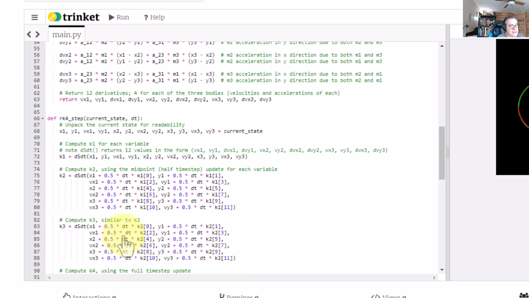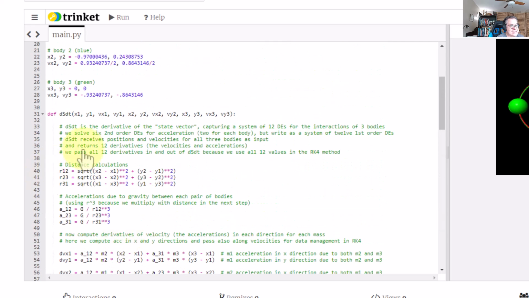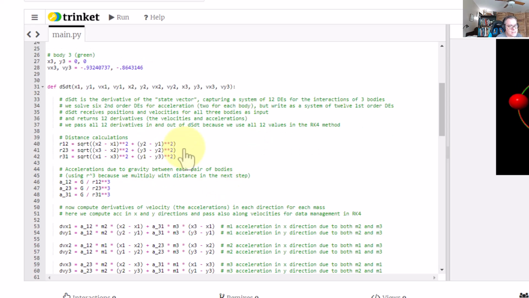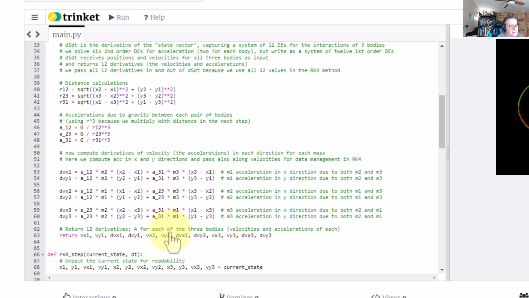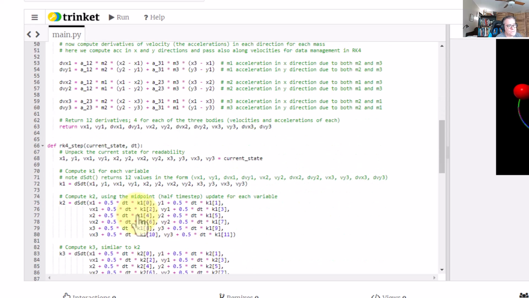So let me back up a little bit. It's the DSDT that's like the derivative of the state vector. In a sense, it calculates the distance between the two bodies. It then calculates the acceleration. It then gets the x and y components of the accelerations for each of the three bodies. And then it returns the velocities and the accelerations. It received the velocities and positions, and then it sends back velocities and accelerations to the RK4 step.